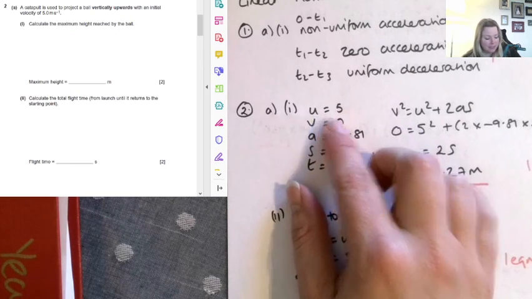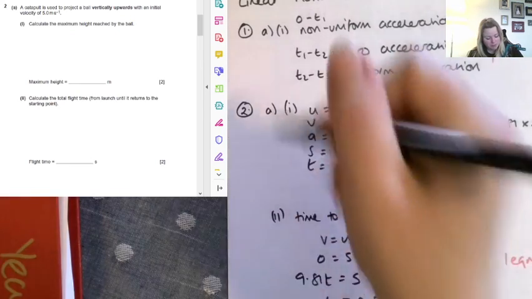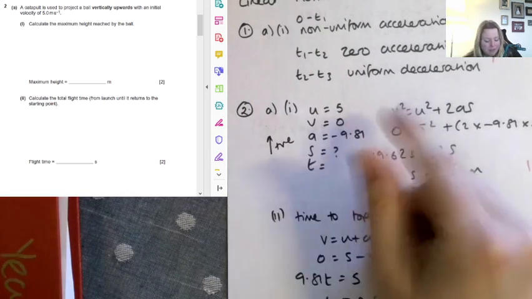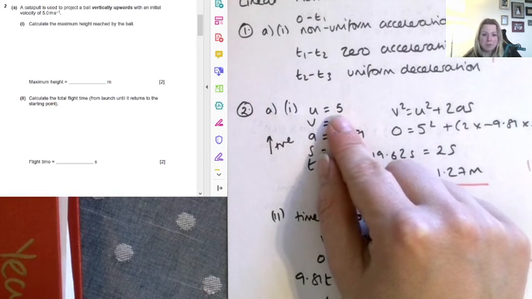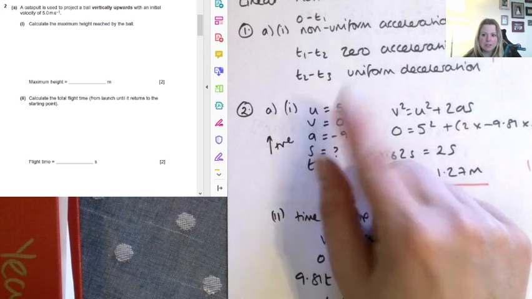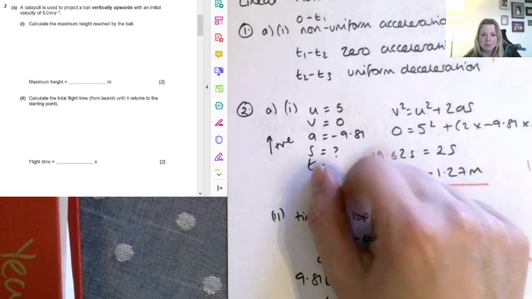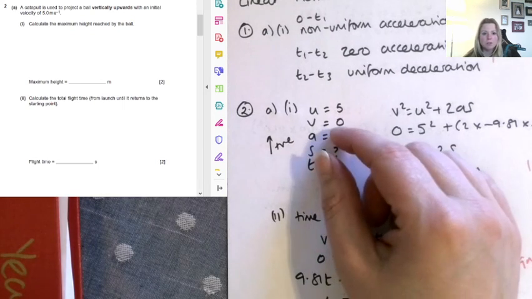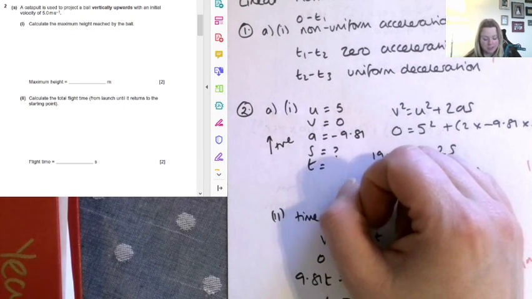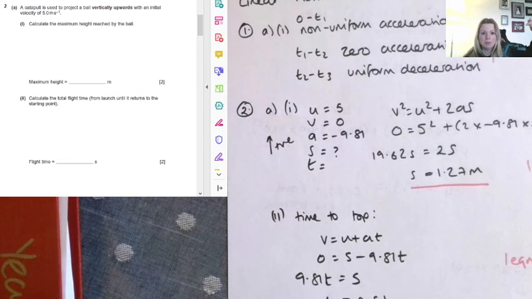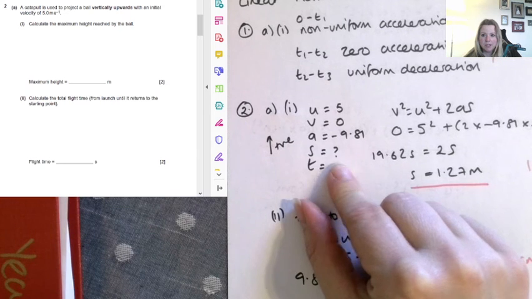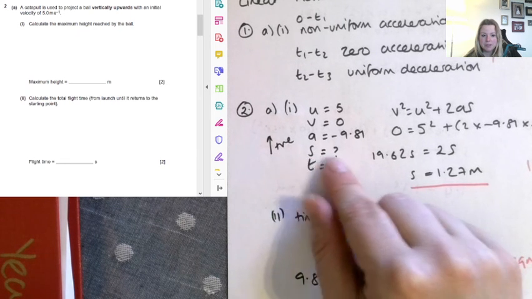So I have taken up the way as being positive here, right? Should have actually written that down. And it's fired up with an initial velocity of 5 meters per second up the way, because see the way this is asking us to get the maximum height. At the maximum height, the velocity is going to be 0. So it's always a good wee way to get an extra bit of information in here. Acceleration is going to be down the way because it's due to gravity. So that's minus 9.81.